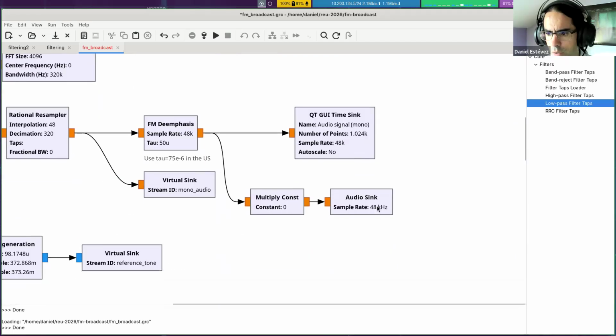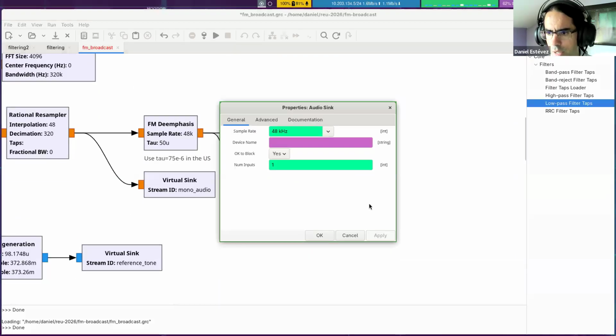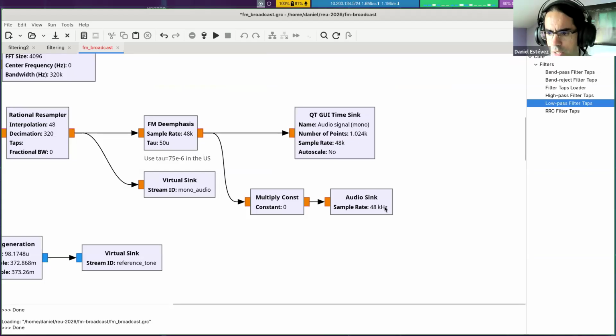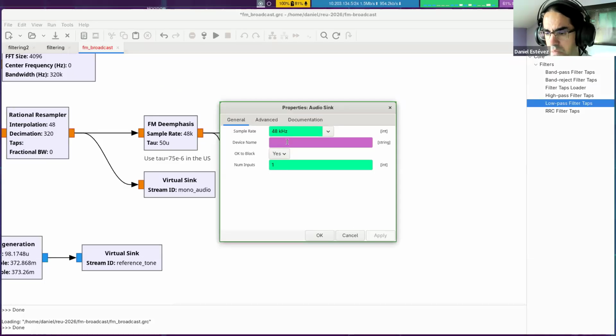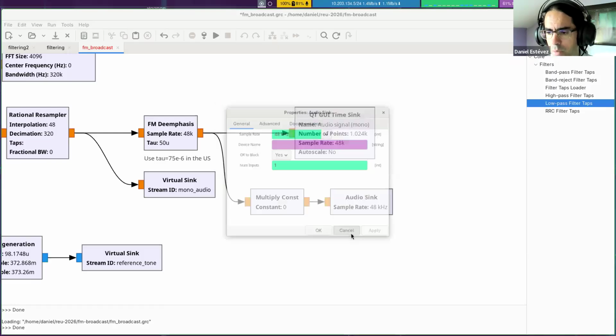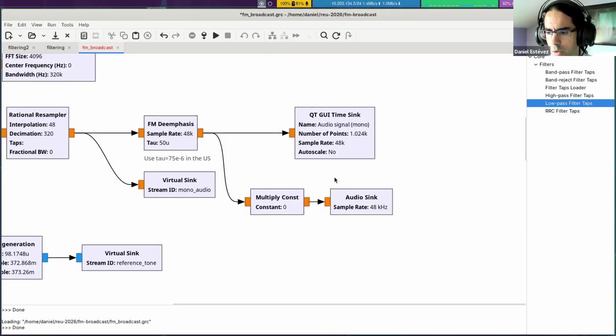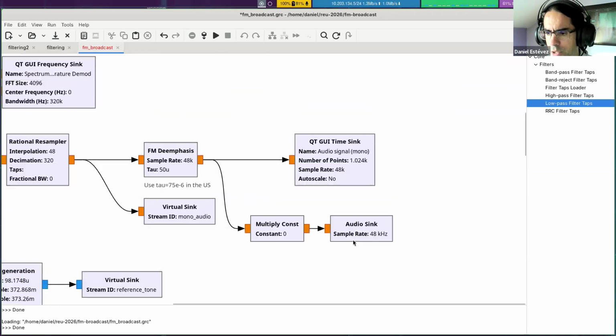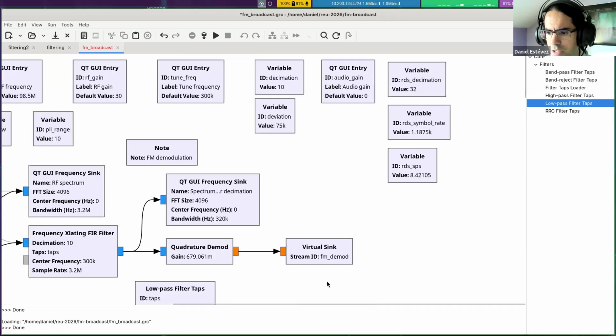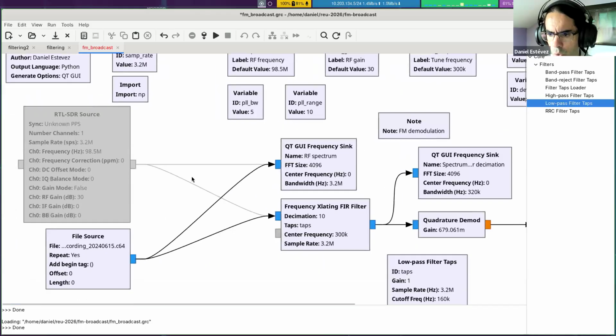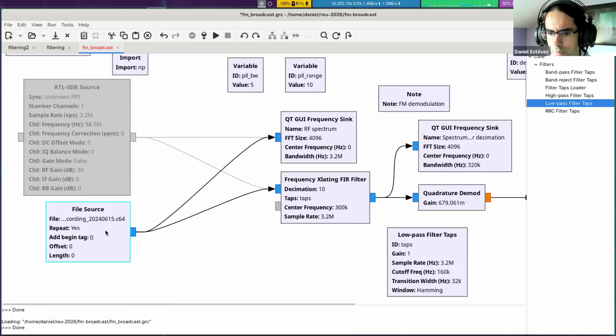There might be some adjustment to do here on the audio sink. This is the thing which is sending the audio to the speakers. Usually, if you don't put in a device name, it will pick whatever sound card or sound device makes more sense to use. But in some computers there can be issues and you need to specify something manually there. So that's maybe the only thing that could go wrong if you try to run this.